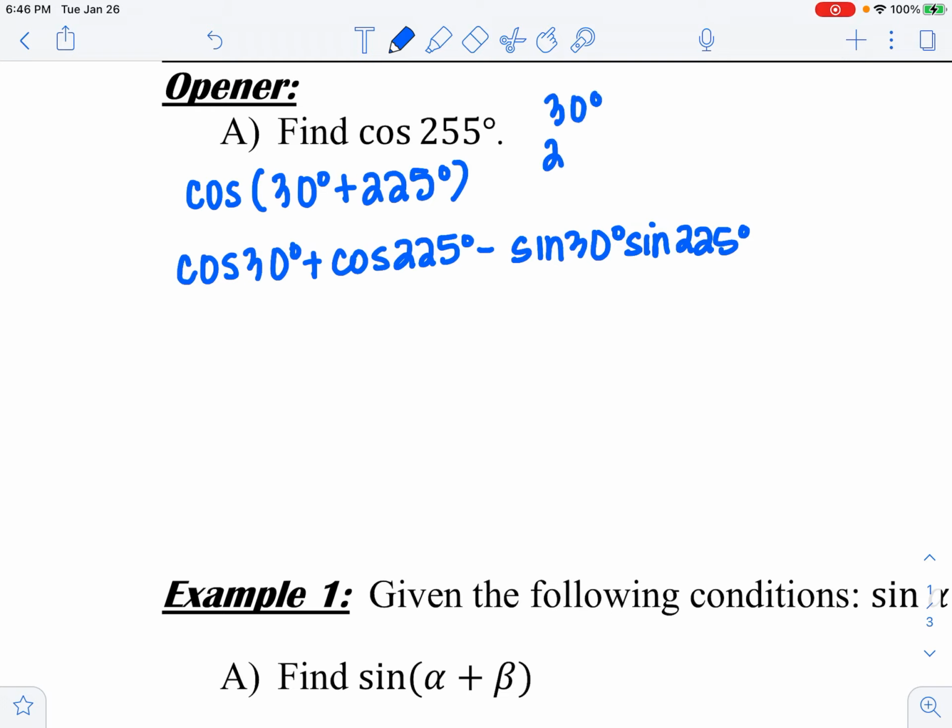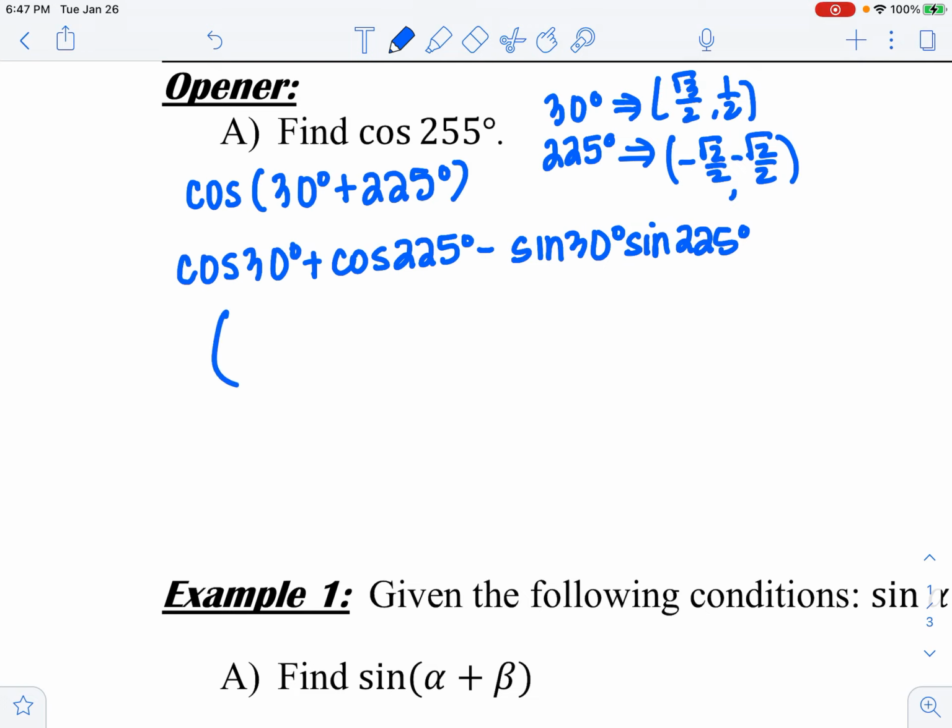So it looks like I'm going to be using 30 and 225 degrees. So I'm going to write down the ordered pairs for both so I can just replace them. 30 degrees is root 3 over 2, 1/2. And then 225 degrees is a 45 degree reference angle. So root 2 over 2, root 2 over 2. Now I just have to think about what quadrant it's in to get the right signs. 225 is in the third quadrant, so it's left and down. So those are both negative.